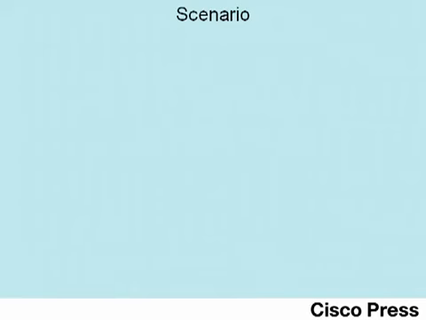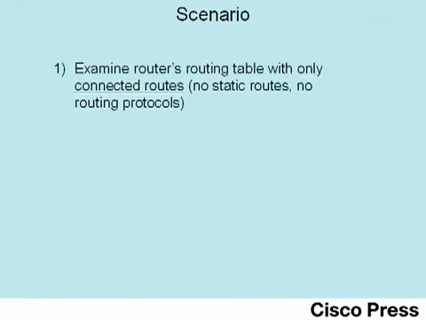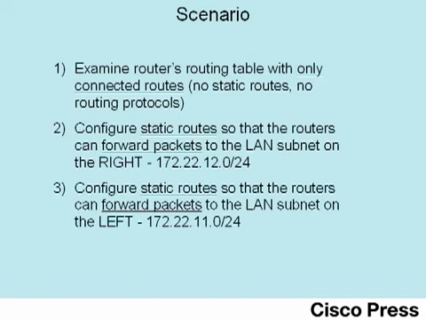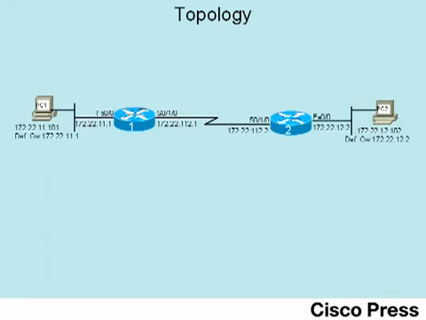Now let's take a look at the scenario for this lab. There'll be three main steps. At the first step, the router has no dynamic routing protocol and no static routes, so it only has connected routes. Then at step 2, we're going to add a static route so that packets can be routed left to right through a sample network. And then at step 3, we'll see how to configure static routes so that packets can be routed right to left through the network.